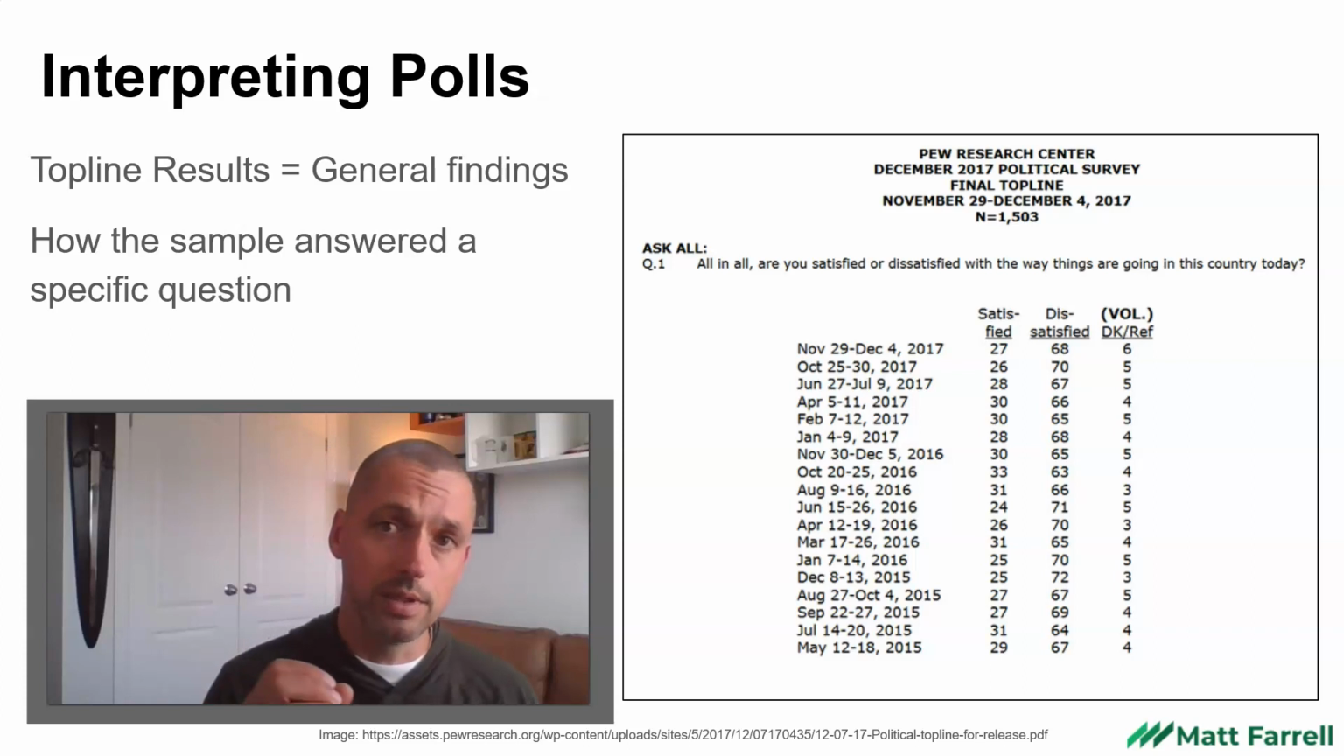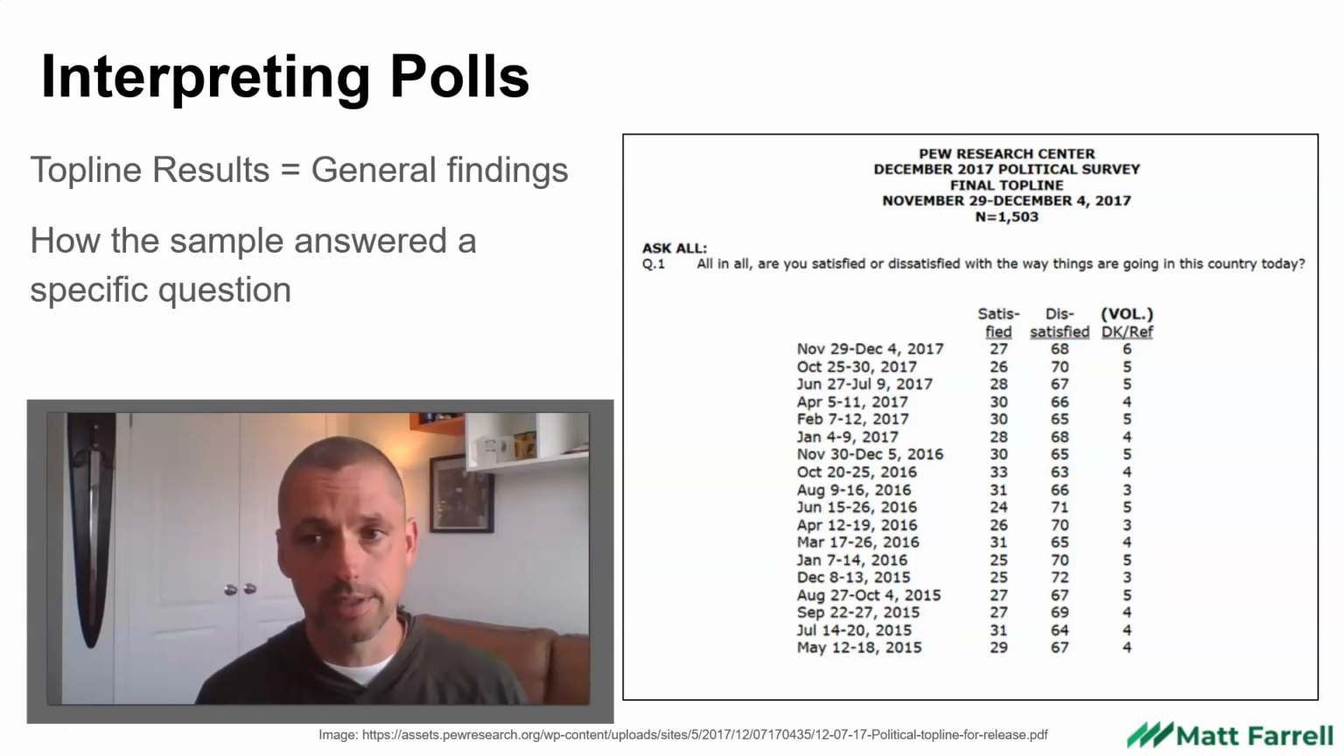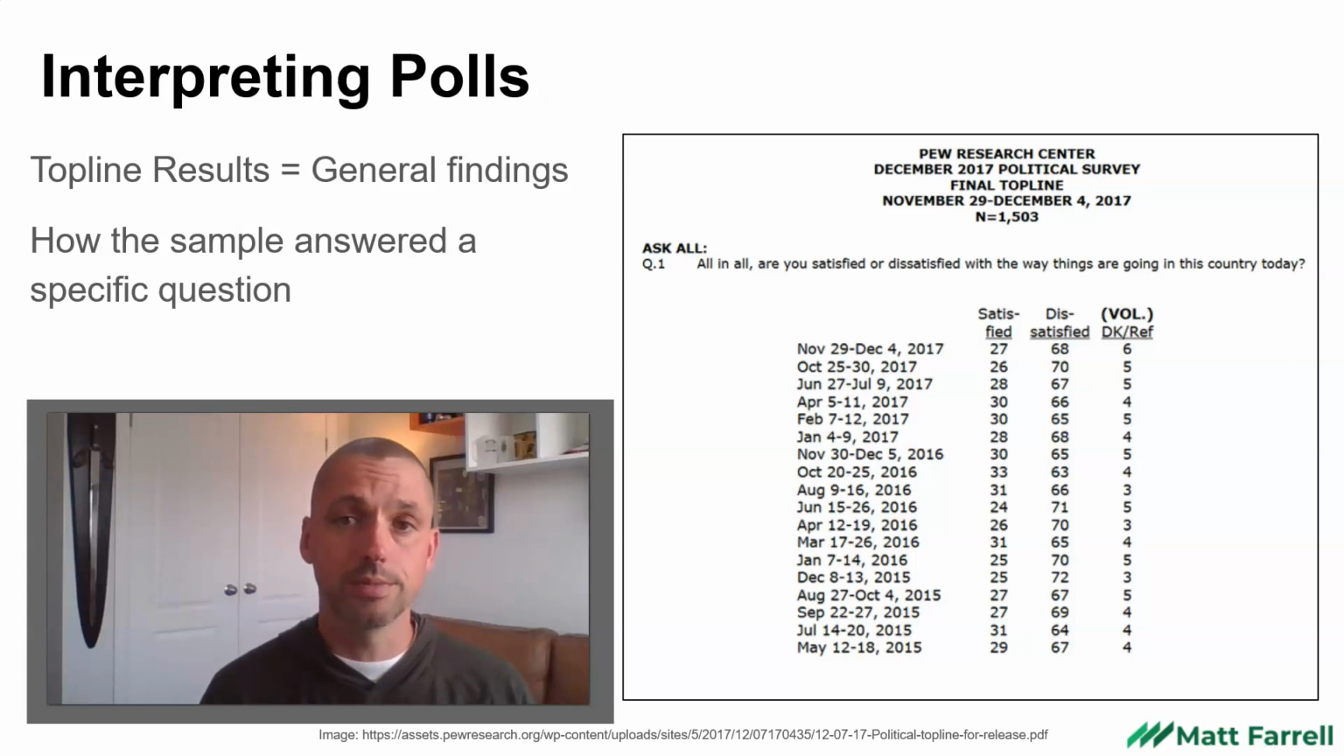How many people responded satisfied? How many people responded dissatisfied? And was there any don't know or refused to answer? It's just a general sense of how folks answered. And in this case, you'll sometimes get a picture of the same question over time to see if anything's changed. This is useful, but it doesn't tell us a lot about who those folks were.